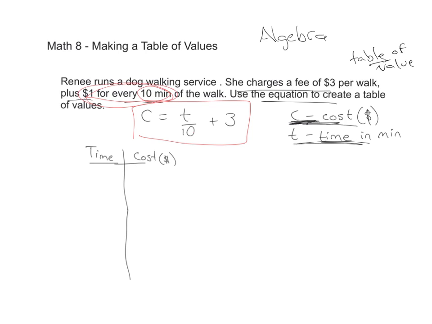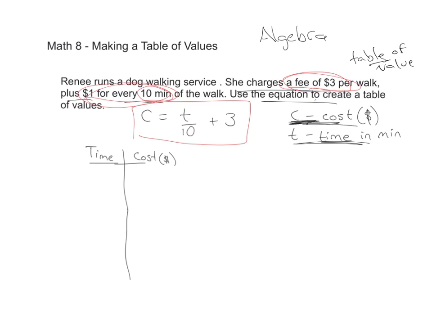And then we add $3. Well, why do we add $3? Well, it's clear. She's charging each person, regardless of how long she walks their dogs, whether it's 5 minutes or 2 hours, a $3 fee every time she walks their dogs.